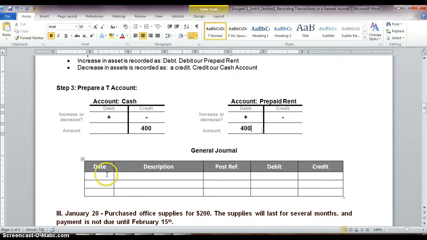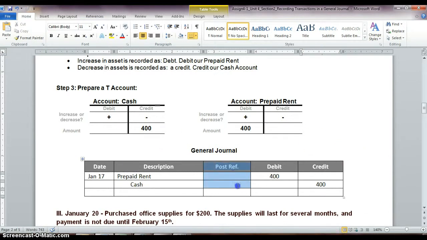Okay, so then we move down to our journal here, put in our date, January 17th. We always want to list our debit first, so I'm going to put prepaid rent here. I'm going to debit it for $400. And I want to indent a little for my credit, which is my cash. And we're crediting this account for $400. And that's all there is to it.